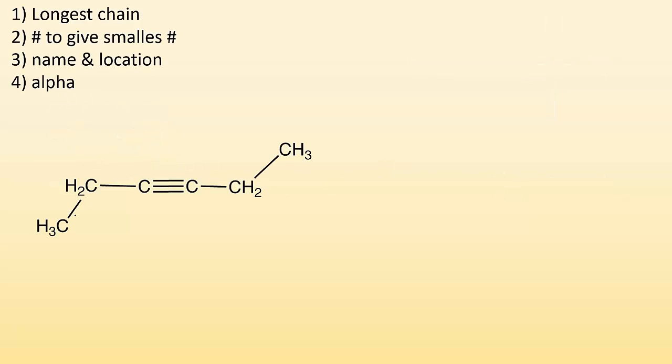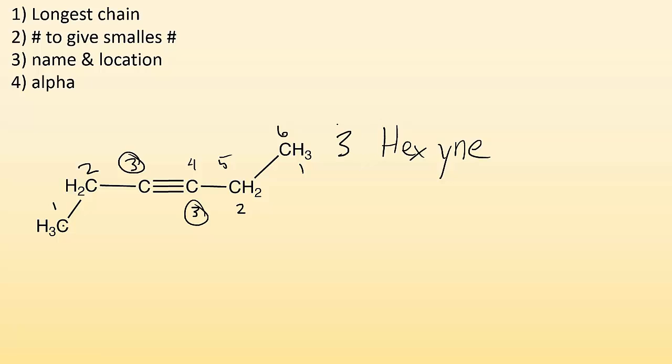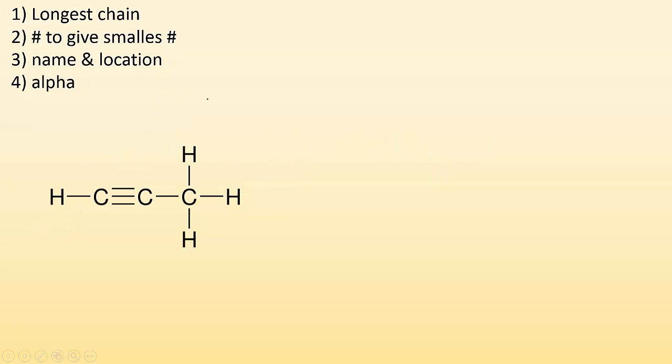So let's look at this one. Find the longest chain. I got a straight chain 1, 2, 3, 4, 5, 6 carbons. How do I say I have 6 carbons? Hex. How do I say I have a triple bond? Yne. So right now I have hexyne, but now I got to figure out, well, which way am I numbering this? Well, if I go left to right, I get 1, 2, 3, 4, 5, 6. Or if I go right to left, 1, 2, 3. And if you take a look, it doesn't matter. Either way, you get 3. So it's going to be 3-hexyne. It doesn't really matter if you go left to right or right to left. It's right in the middle. So you end up with the same thing.